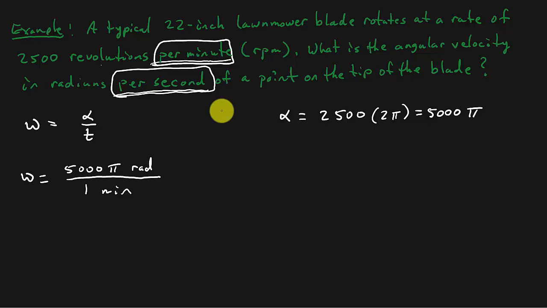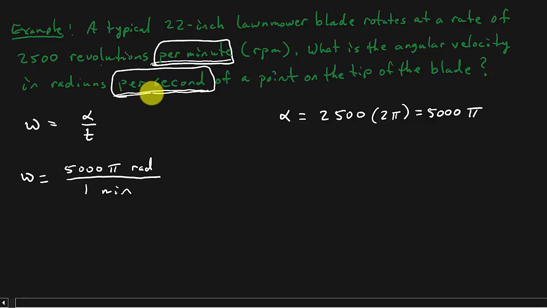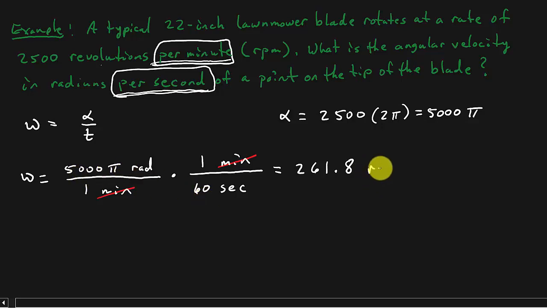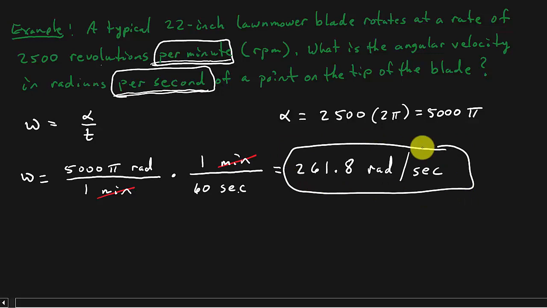Okay? So now let's convert this. So we need radians per second. So that means we've got to get minutes out of the denominator. So I've got minutes, so I got to cancel those. And what do I know? Well, I know there's 60 seconds in 1 minute. And so this is going to give me 261.8. And look at this, minutes cancel. So I did 5,000 pi divided by 60, and that is in radians per second. And there's your answer.